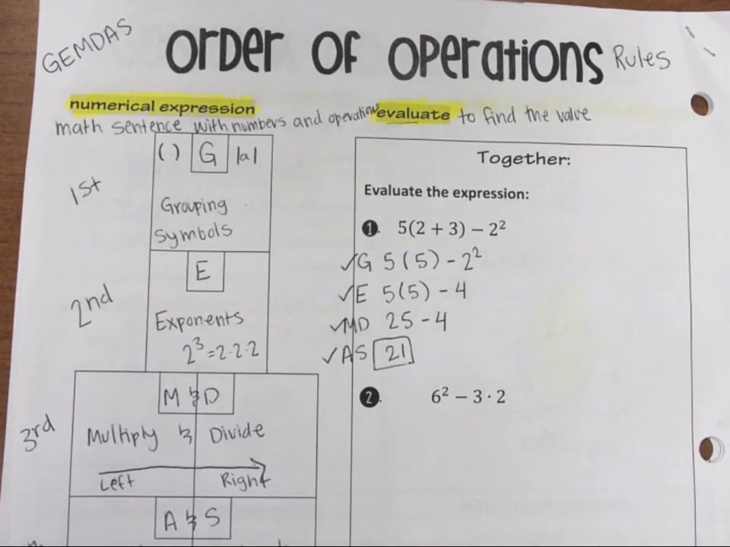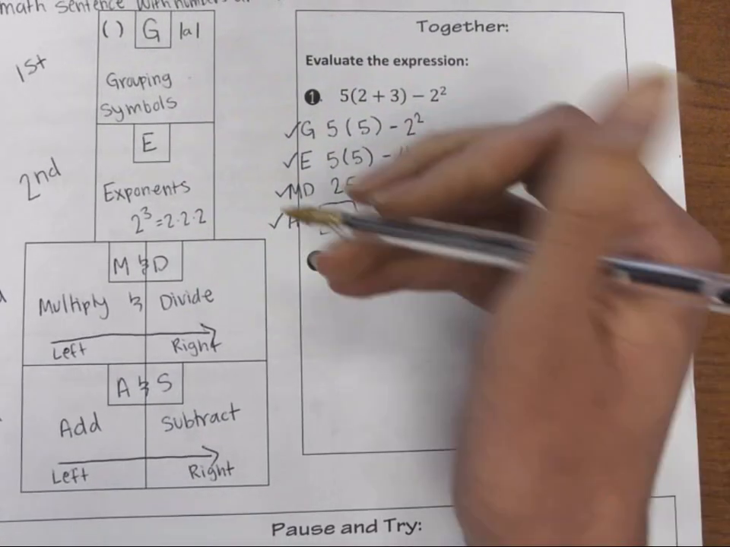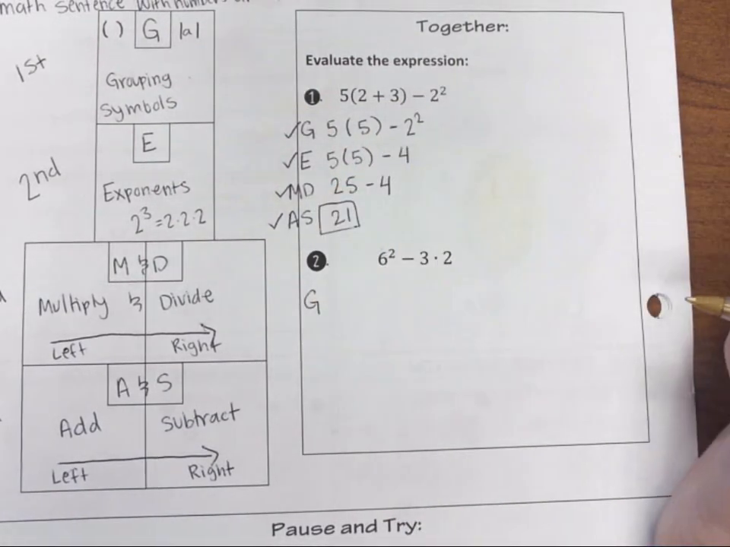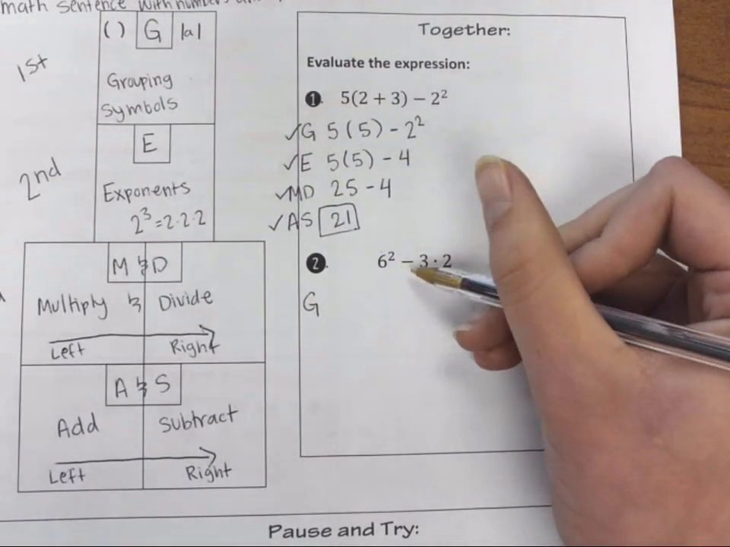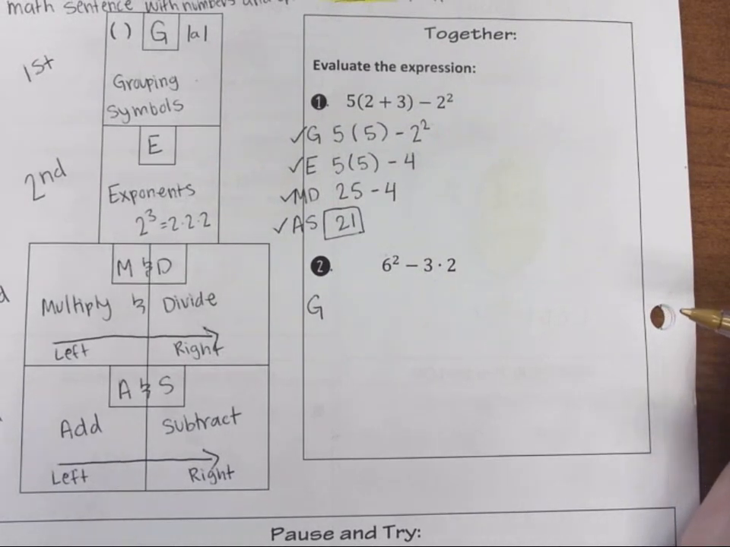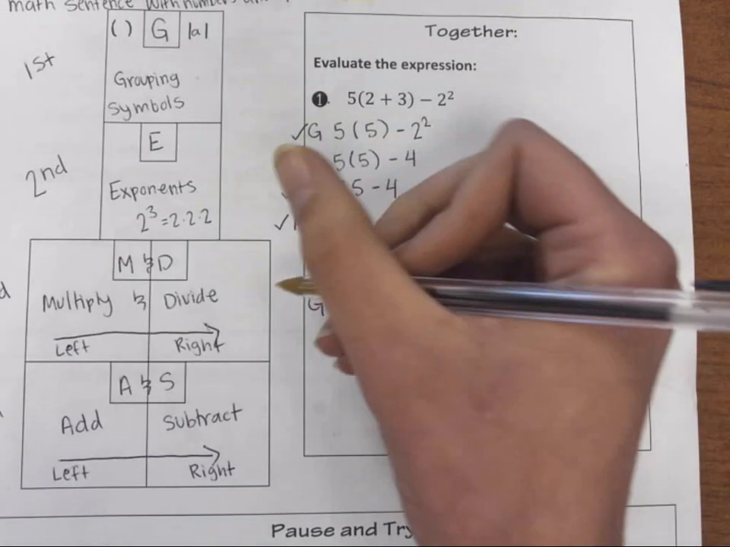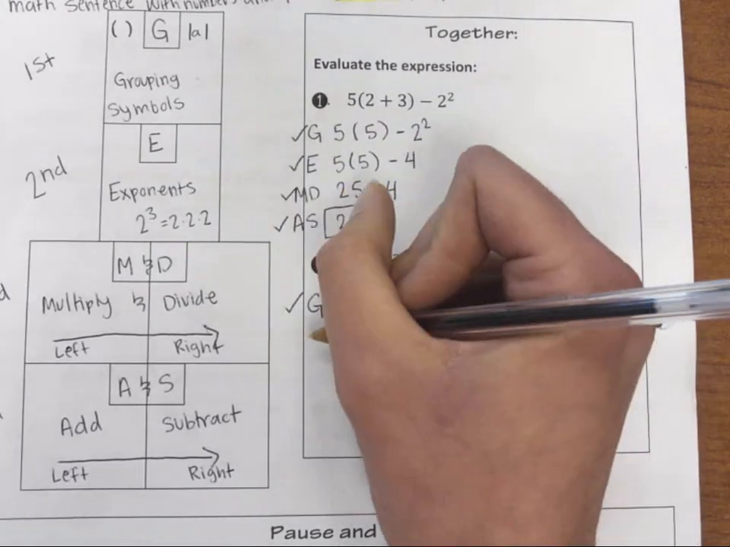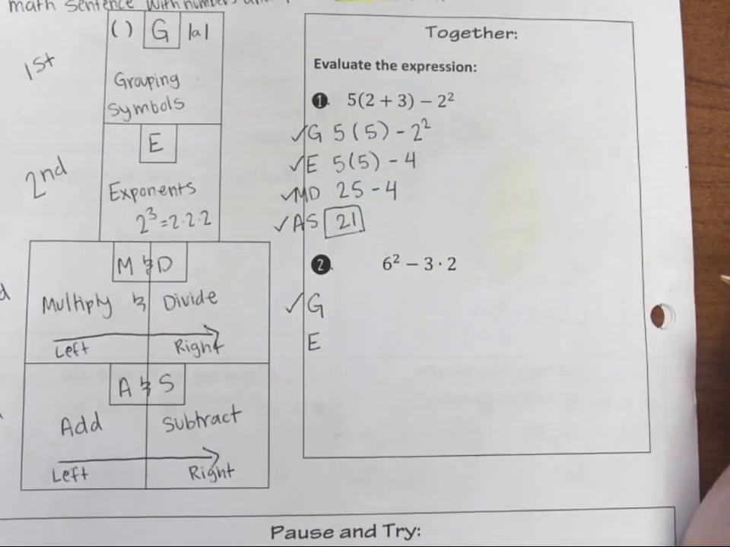Okay, let's look at number 2. On this one, again, I'm going to put a G. I want to start with grouping symbols. Looking at this, I don't see any grouping symbols. There's no parentheses, there's no brackets, there's no absolute value. Check, that one's done. Now I'm going to look at my exponents.